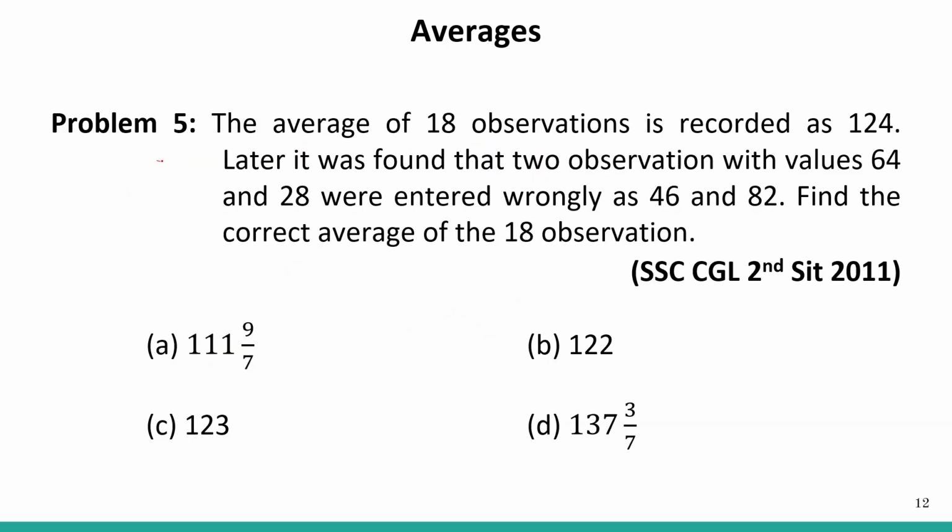Let's see problem number 5. The average of 18 observations is recorded as 124. Later it was found that 2 observations with values 64 and 28 were entered wrongly as 46 and 82. So find the correct average of 18 observations. Again, this question has appeared in SSC CGL second sitting 2011 paper. Is it 111 whole and 9/7, or one among these other 3?